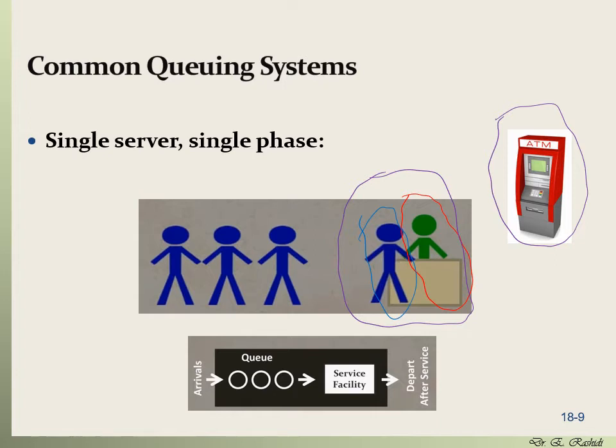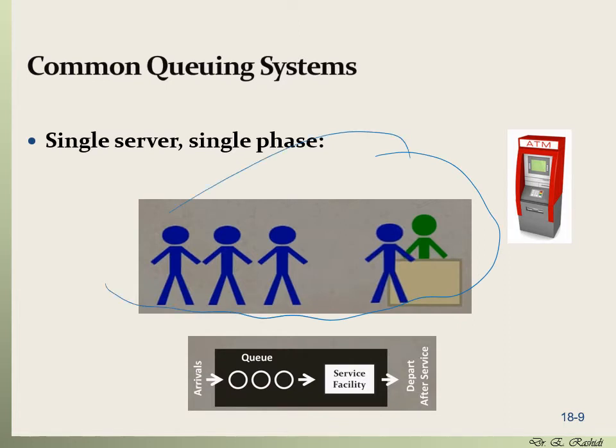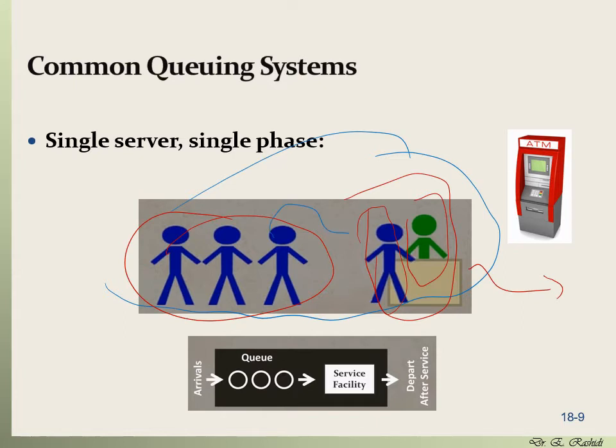So as you see here in our queuing system, customers arrive and wait in line. One customer is served at a time with one server and one step, or one phase, and then when he or she is done, he or she is going to quit the system and the next customer comes.